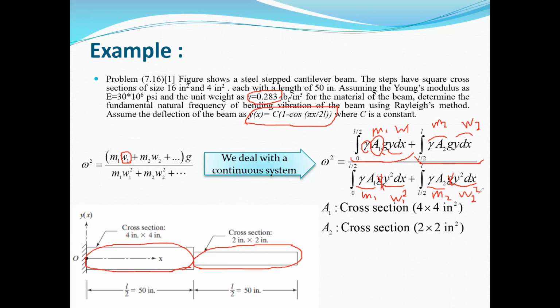This is the denominator. By substituting for y(x), because you can see that y(x) is a function of x, you can substitute here and calculate these integrals. You can see the first term is from 0 to L over 2, and the second one is L over 2 to L, and L is equal to 100 inch. So you can substitute and calculate omega and find an approximation for the first natural frequency of this beam by using Rayleigh's method.